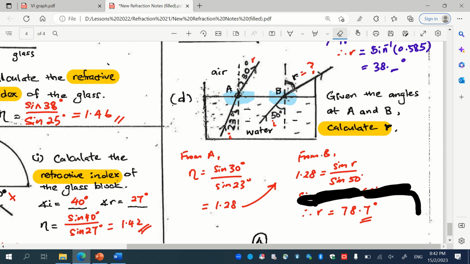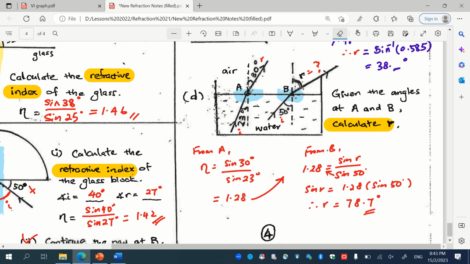All right. Now with the bigger angle on top, how do you solve this? Now the unknown is on top. So cross multiplication, bring up, bring up. If you bring up, it will be 1.28 times sine 50, right? 1.28 times sine 50. Then R equals inverse sine of this answer, you'll get 78.7.